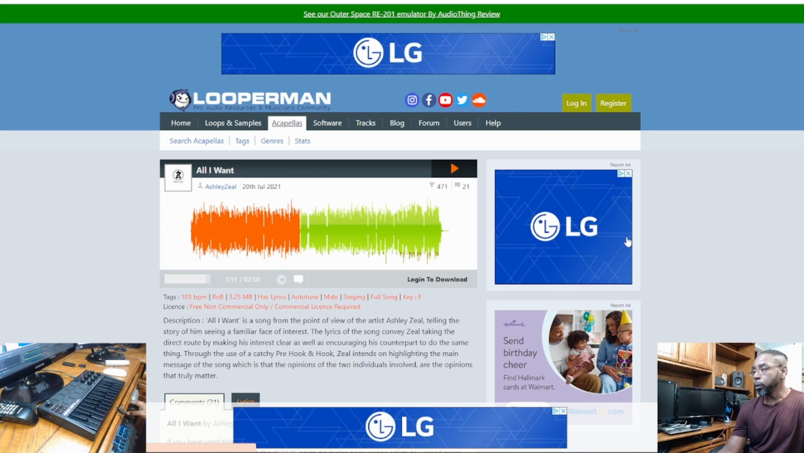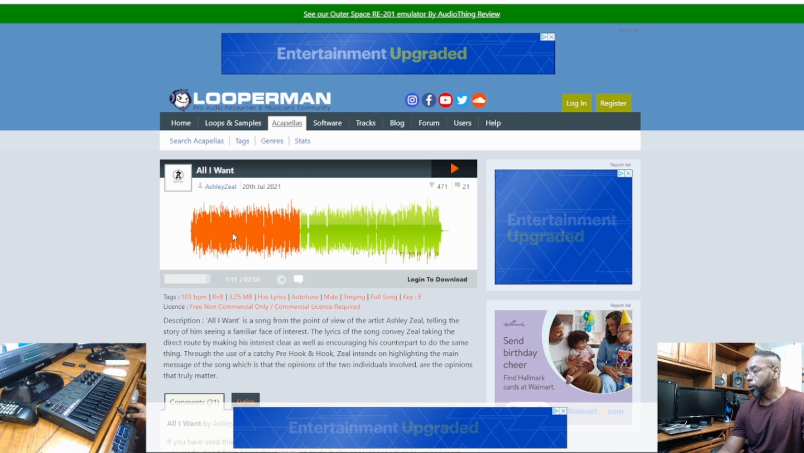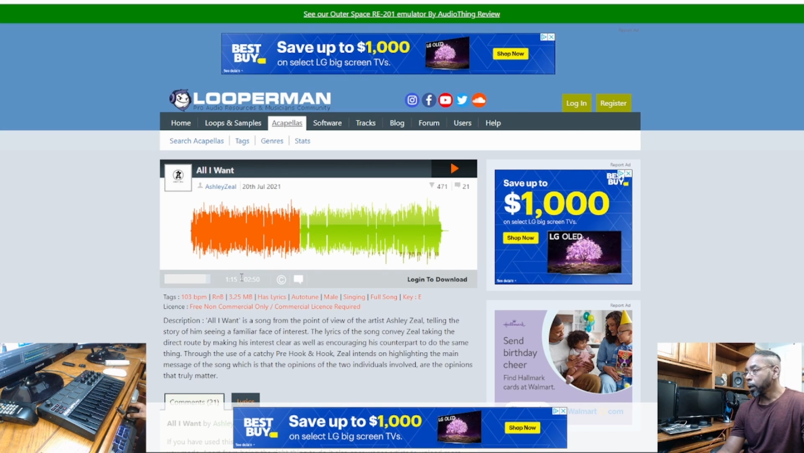Alright, so that was, I guess, the first verse, the hook, and the chorus there. What's important that I'm looking for right now is the BPM, which is 103. The file isn't that big, and it's in the key of E. And here's some more important information.